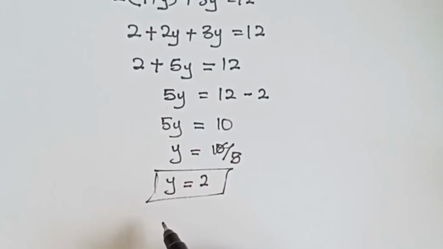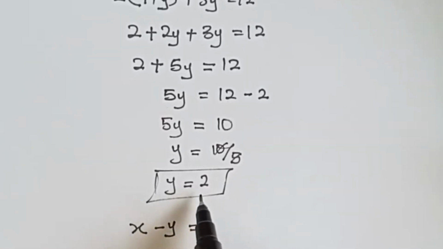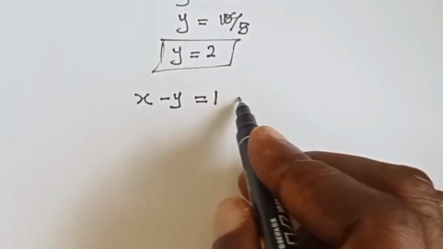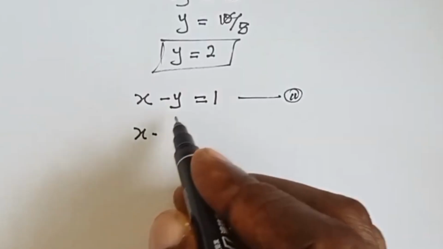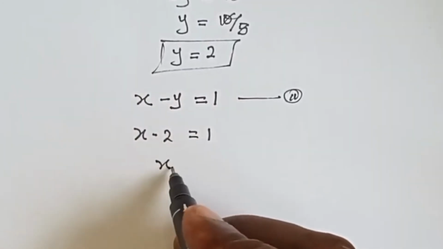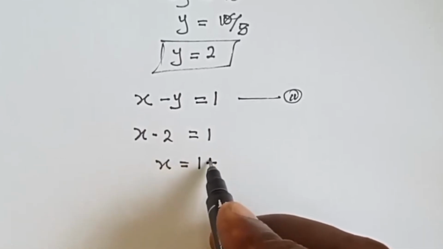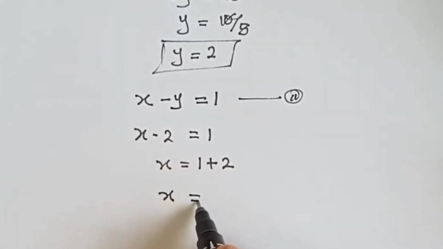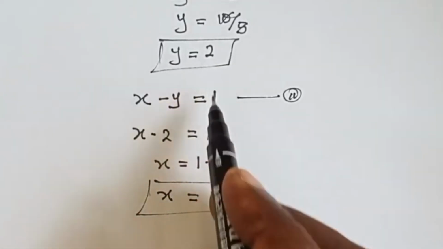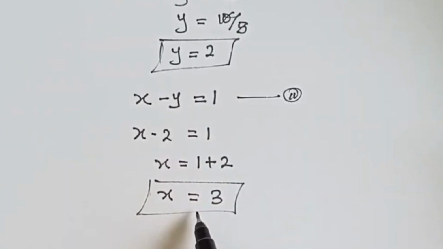Now let's find x. We can find x using equation 2. Equation 2 says that x minus y equals 1. And then since our y is 2, we can replace it here. Don't forget this is our equation 2. x minus 2 equals 1. Then we take minus 2 to that side, it becomes plus 2, that is 1 plus 2. Finally, our x is 3. So our y is 2 and our x is 3.